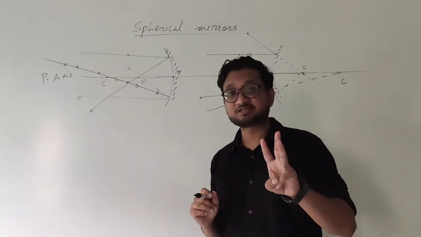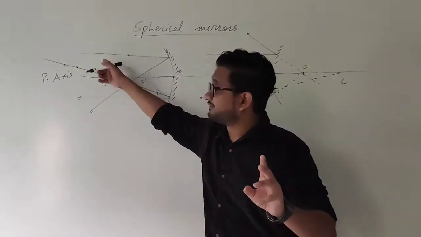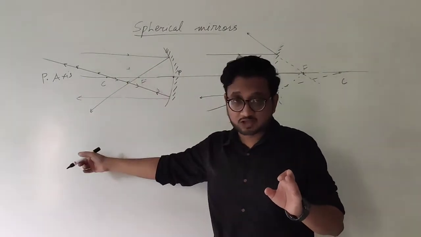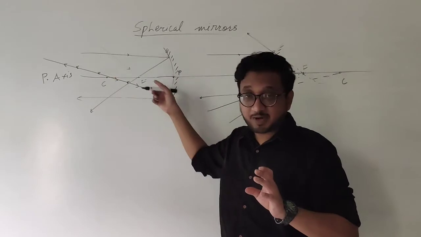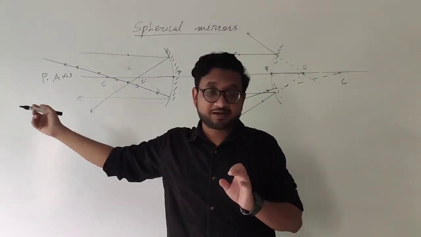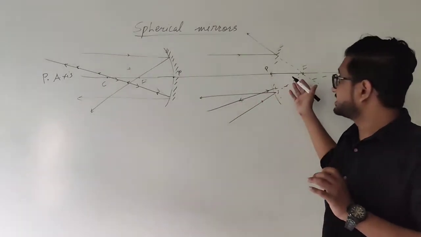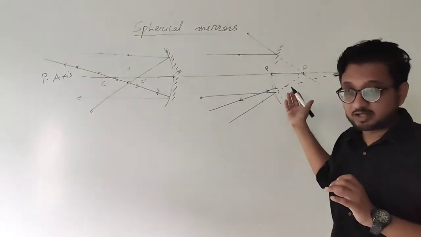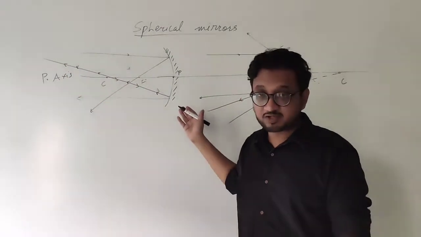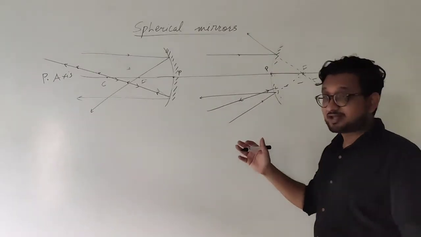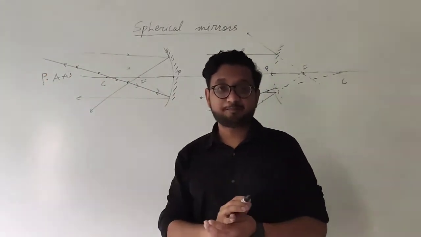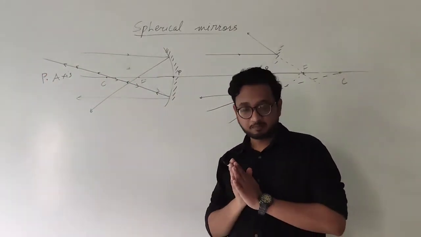So we saw three cases. Let's revise them once again. If it is parallel to principal axis, then it will pass through focus. If the ray of light is passing through focus and then incident on the mirror, then it will reflect back and become parallel. Same is the case for convex mirror as well. Okay. And the third one is if the ray of light is passing through center of curvature. In both the cases, then it will not reflect here and there. It will trace back on the same path. It will go back on the same path.